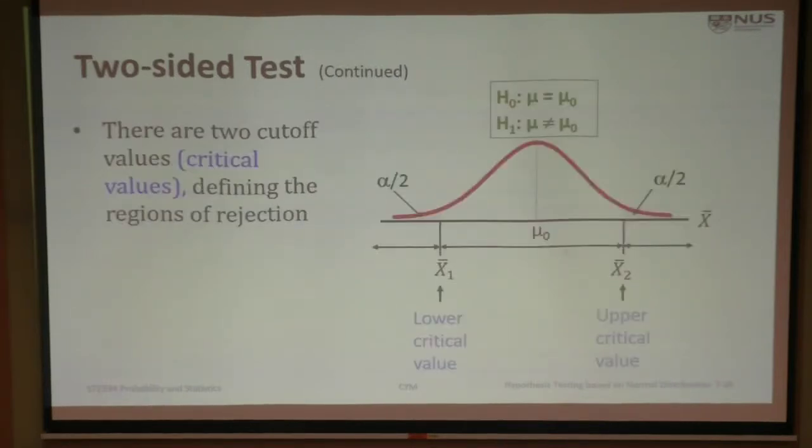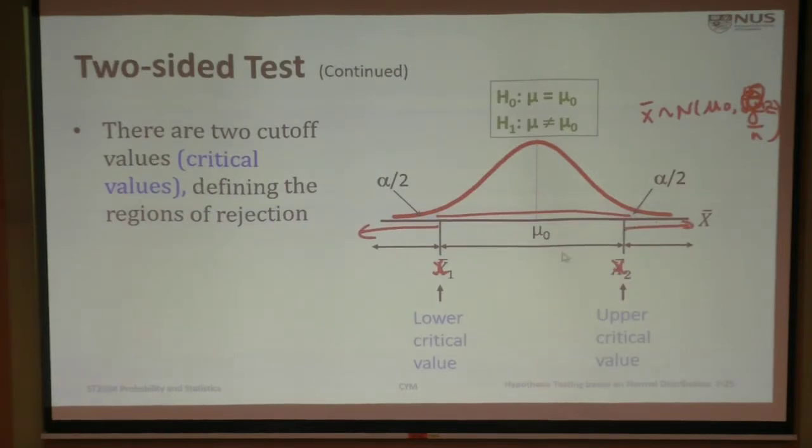Okay, so this is the idea. So this is x1 bar, the value, this should be lowercase x1 bar, x2 bar. So x bar follows a normal distribution with mean mu naught and variance sigma square over n, right? So whenever x bar falls here, we do not reject the null hypothesis. But when x bar falls here, then we will reject the null hypothesis for a two-sided alternative. All right?